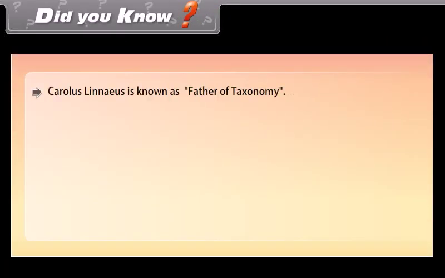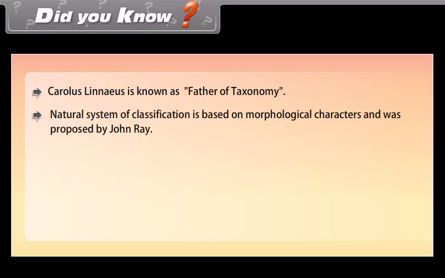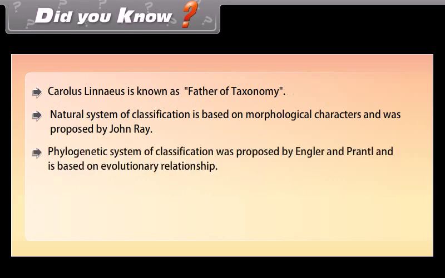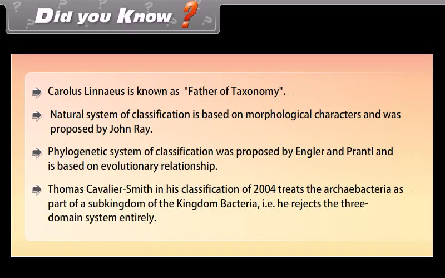Did you know? Carolus Linnaeus is known as the father of taxonomy. The natural system of classification is based on morphological characters and was proposed by John Ray. The phylogenetic system of classification was proposed by Engler and Prantl and is based on evolutionary relationships. Thomas Cavalier-Smith, in his classification of 2004, treats the archaeobacteria as part of a subkingdom of the kingdom bacteria. That is, he rejects the three-domain system entirely.